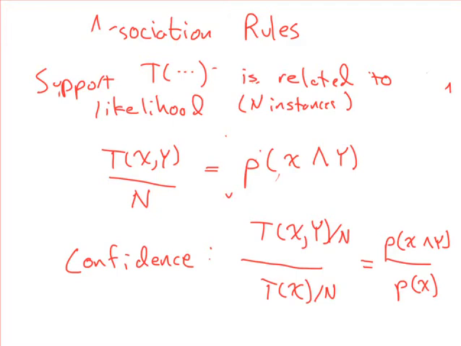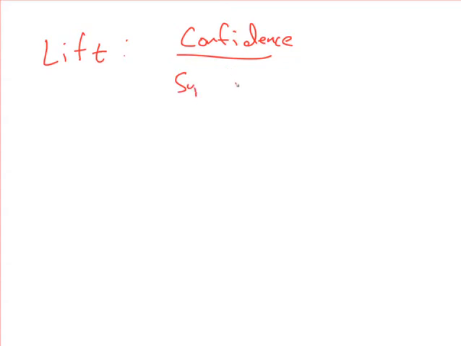So at this point, I'm going to blank the screen. We're going to talk about the first one, the lift. I'm going to write down the definition of it, and we'll see how it relates to what's been talked about before. So the definition in words for a rule, the lift is the confidence divided by the support of the consequent.